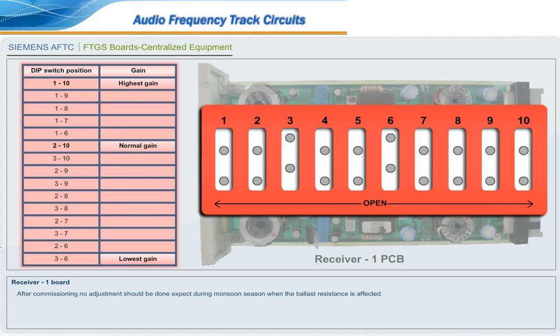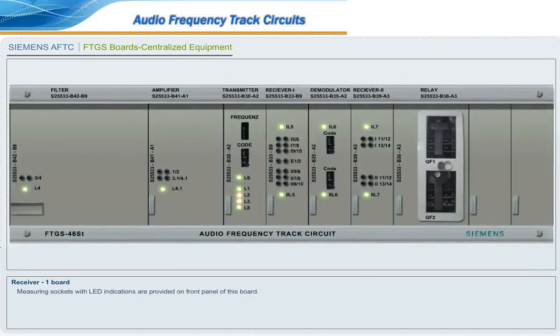After commissioning, no adjustment should be done except during monsoon season when the ballast resistance is affected. After adjustment of gain, TSR testing is compulsory.